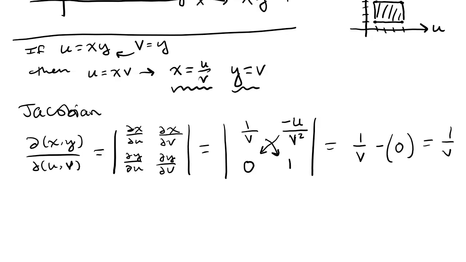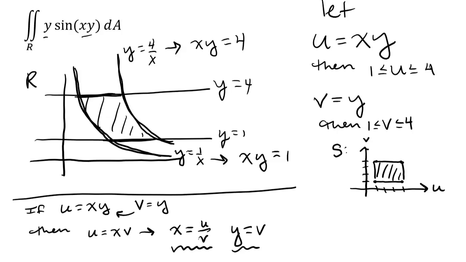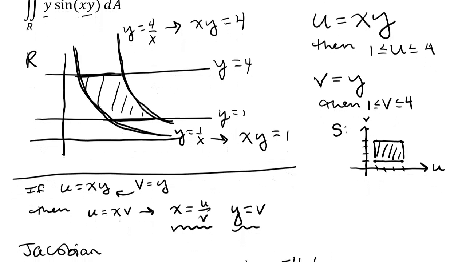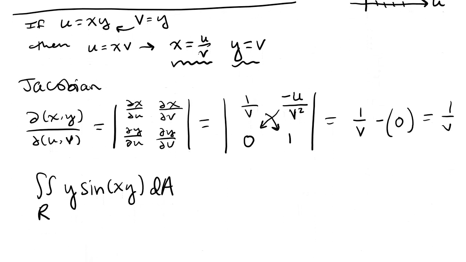When we do then put everything in our integral, remember we had the integral of y sine of xy dA. Let's just double check that, make sure I didn't copy that wrong. Yep. We're switching this now to our uv integral. So we found our bounds here. Both the bounds of u and v go from 1 to 4. So this is going to equal the integral from 1 to 4, the integral from 1 to 4.